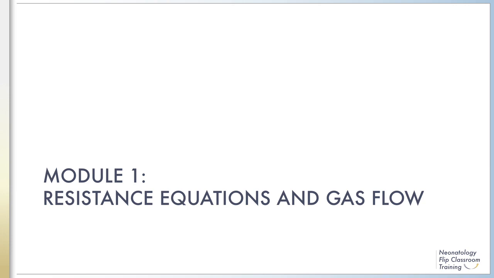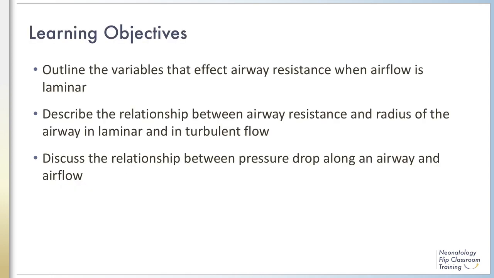In the first module of this program, we will discuss resistance equations and their application in gas flow along the airways. By the end of this module, the learner will be able to outline the variables that affect airway resistance when airflow is laminar, describe the relationship between airway resistance and radius of the airway in laminar and turbulent flow, and discuss the relationship between pressure drop along an airway and airflow.